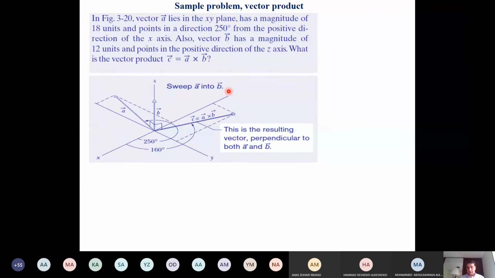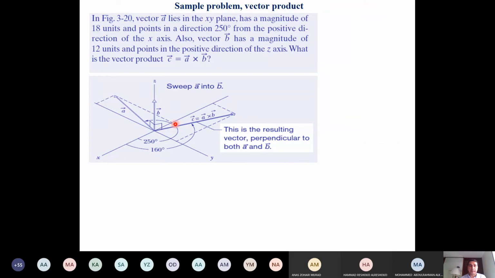Okay, so this problem here will clarify some of your questions regarding the vector product, like how this vector product is going to give us a third vector, which will be perpendicular to the first two vectors. So carefully read the language of this problem because it's a little bit confusing. In this figure, vector A lies in the xy plane, has a magnitude of 18 units and points in the direction 250 degrees from the positive direction of the x-axis. Okay, so vector A is making 250 degrees with respect to the x-axis.